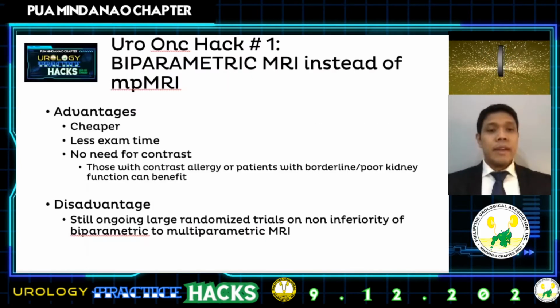In summary, the advantages of biparametric MRI are that it's cheaper, there's less examination time, there's no need for contrast, so those with contrast allergy or patients with borderline or poor kidney function can also benefit. The only disadvantage is that the large randomized trials on non-inferiority of biparametric to multiparametric MRI are still ongoing.